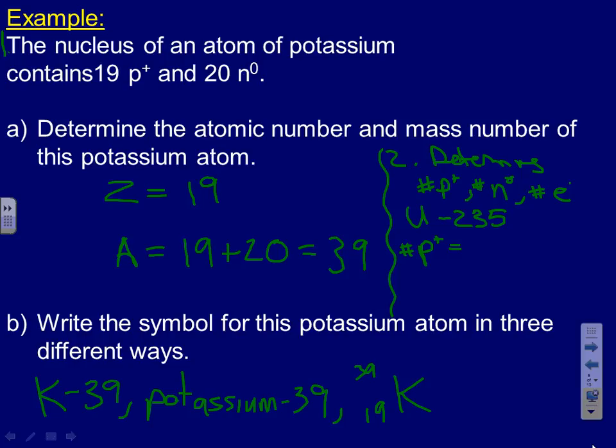Yep. 92, correct. How did you get that? Yeah, you just looked at uranium, you looked for the atomic number. Correct. 92 protons in a uranium-235. 92 of them. Awesome. Number of neutrons.